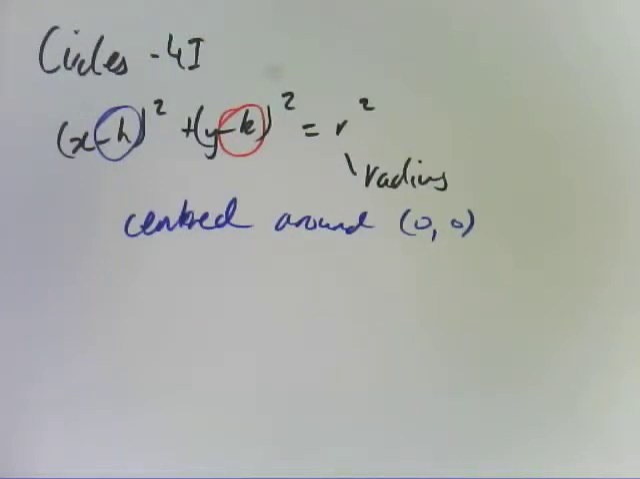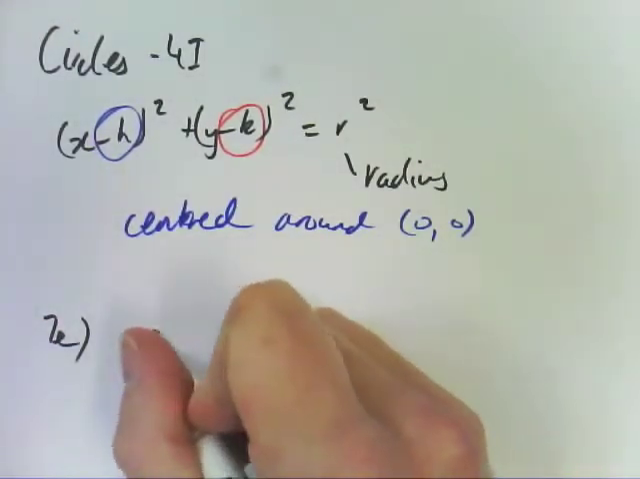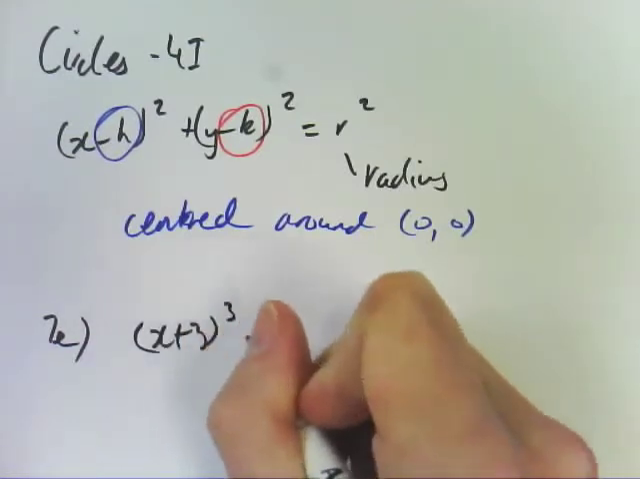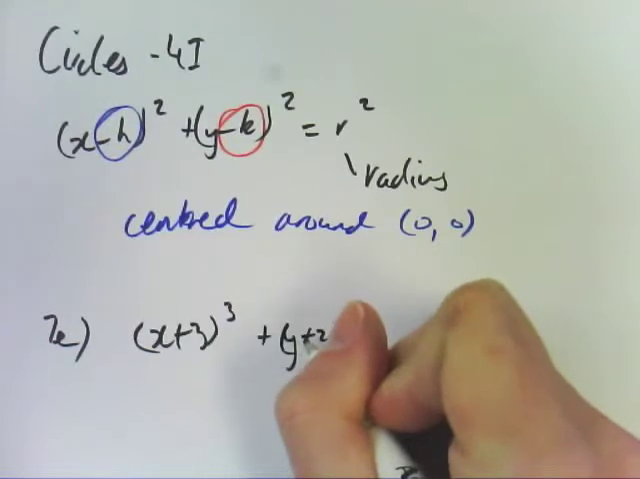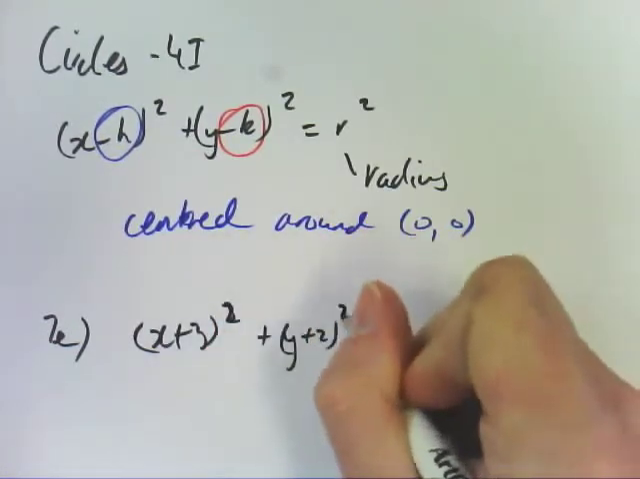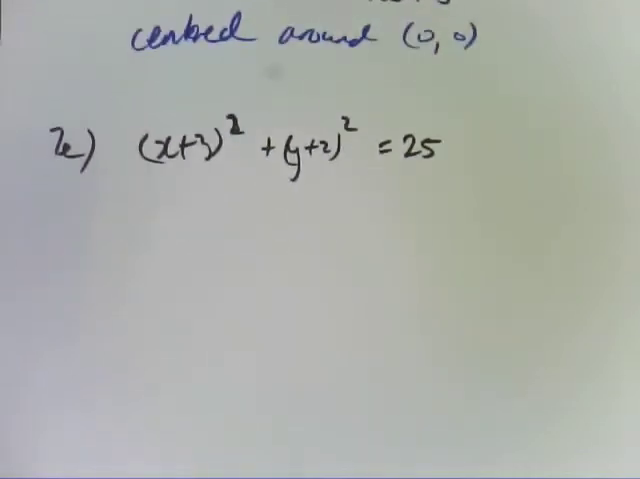I'm going to do question 7. Let's do 7E. We'll skip over a whole heap. We'll do question 7E. (x + 3) squared plus (y + 2) squared equals 25.